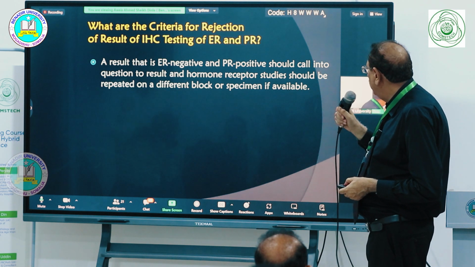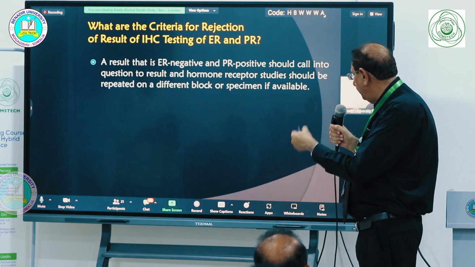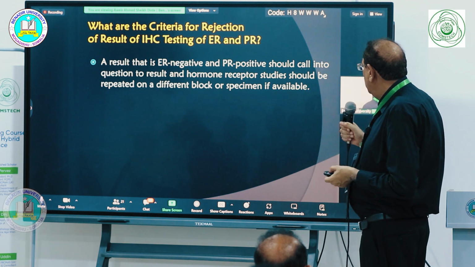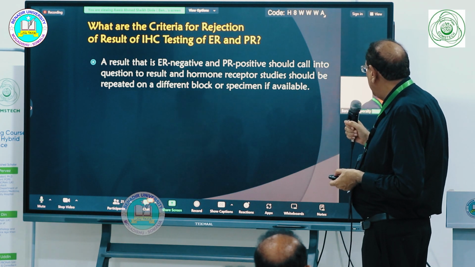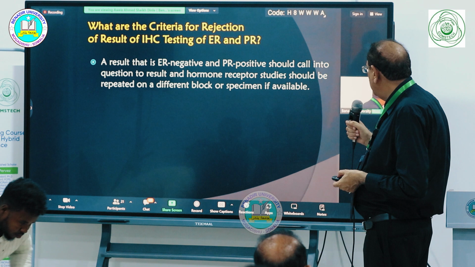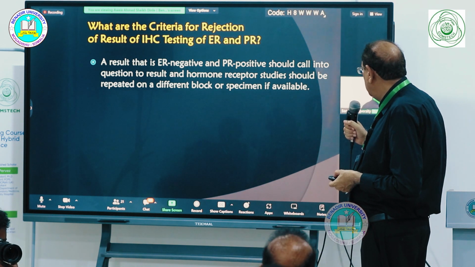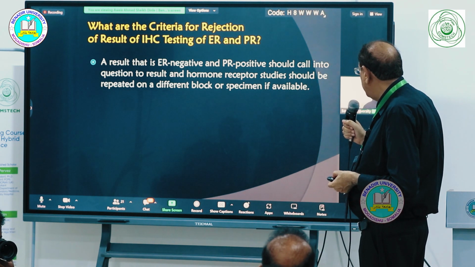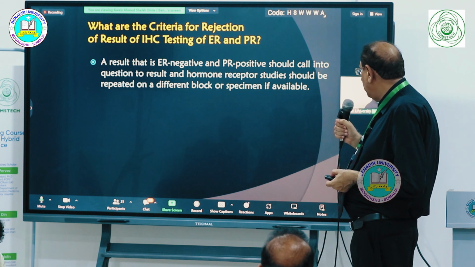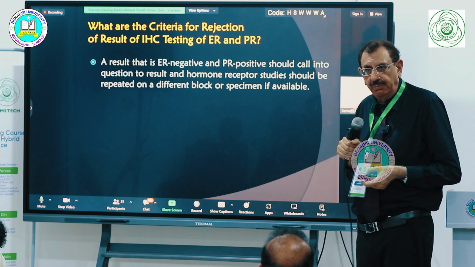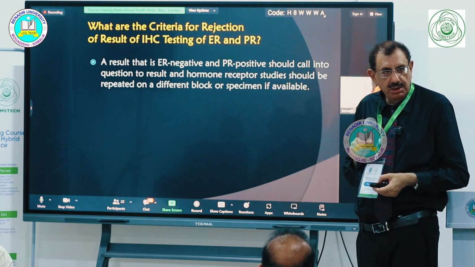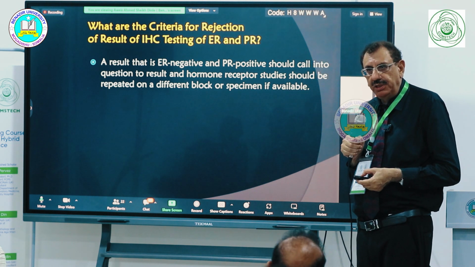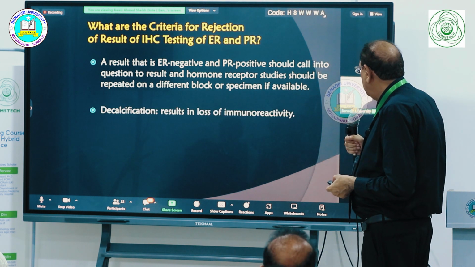What are the criteria for rejection of results? We have already talked about this. A result that is ER negative and PR positive should call into question the result, and hormone receptor studies should be repeated on a different block or specimen if available. I already talked about this, that PR positive, ER negative should be unusual.